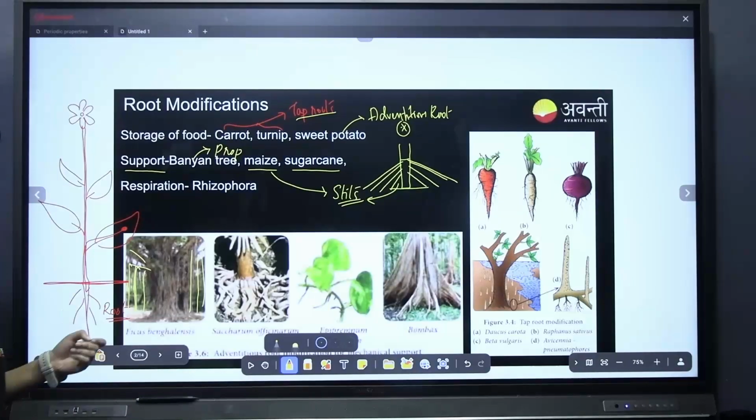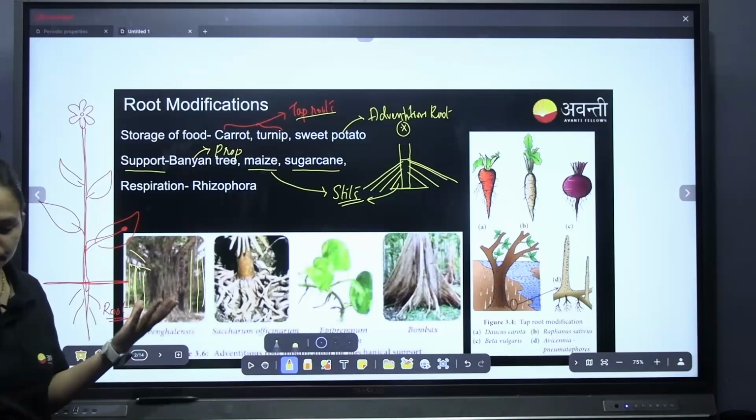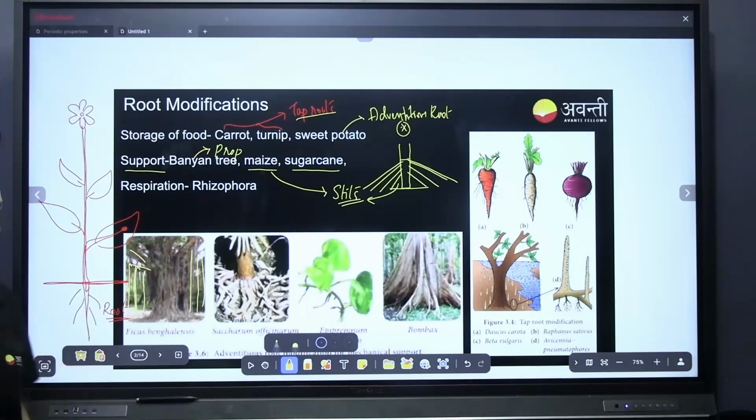This is about the sugarcane and maize, and in case of banyan tree, you can see prop roots coming from the branches of the tree. I hope you understood till now.